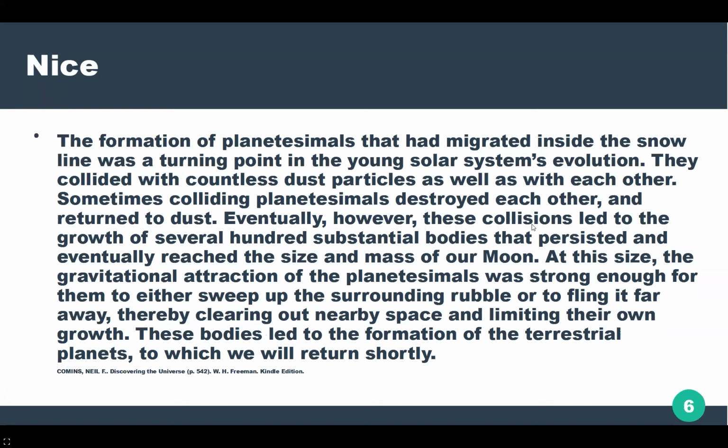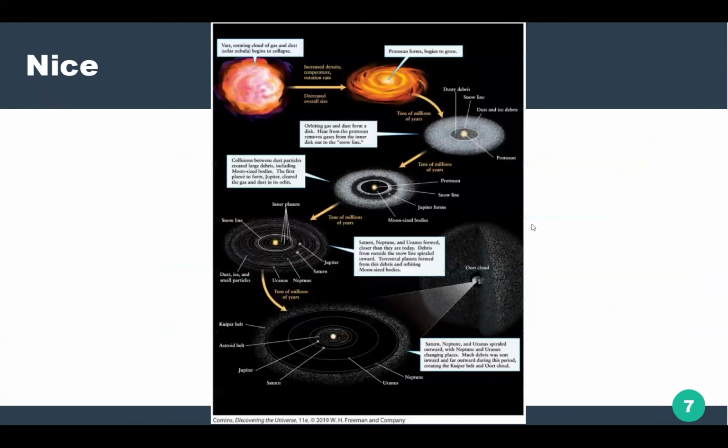At this size, the gravitational attraction of the planetesimals was strong enough for them to either sweep up the surrounding rubble or to fling it far away, thereby clearing out nearby space and limiting their own growth. These bodies led to the formation of the terrestrial planets, to which we will return shortly. This is shown in this diagram, where the protostar begins spinning, begins accumulating protoplanets and planetesimals around it, and these planetesimals eventually become terrestrial planets.